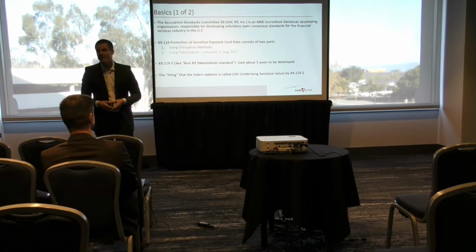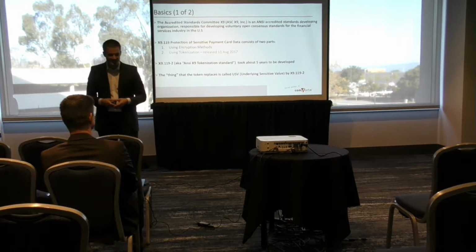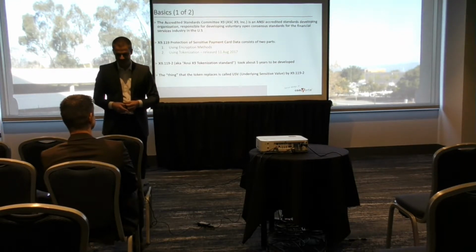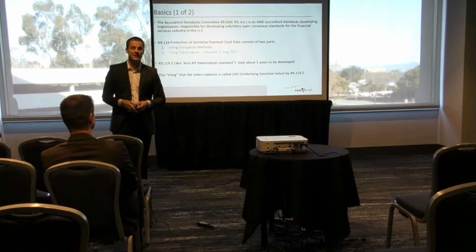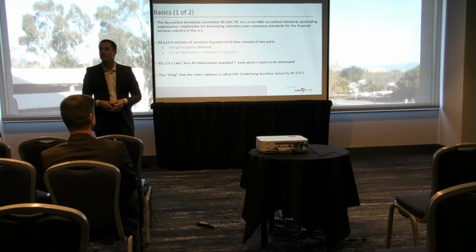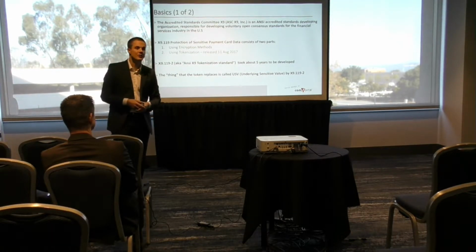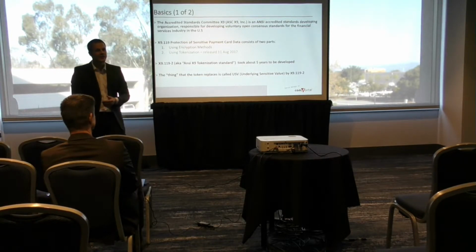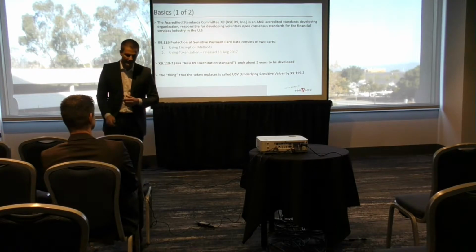And this X9 119 Part 2, a handy name, took about 5 years to be developed. The thing that is being replaced by a token is called the USV, the underlying sensitive value. So it can be a credit card number, a name, a date of birth, whatever.